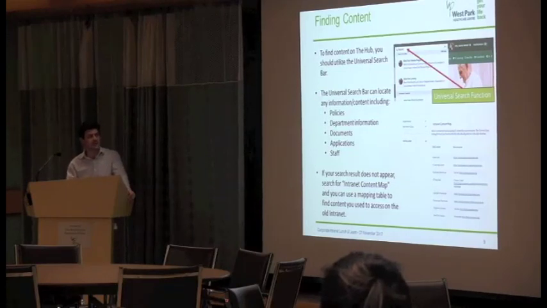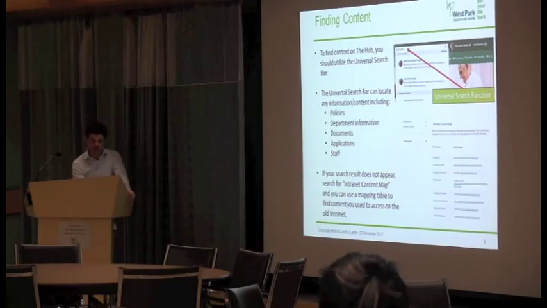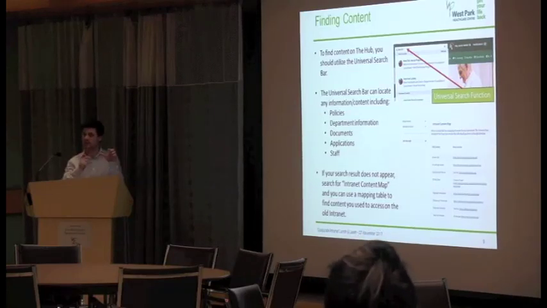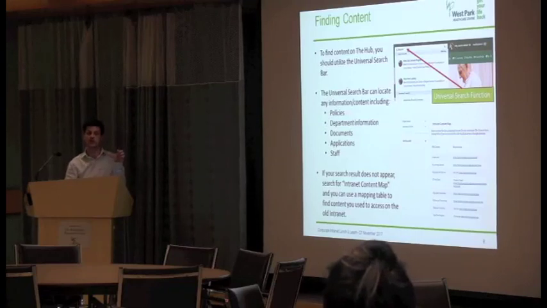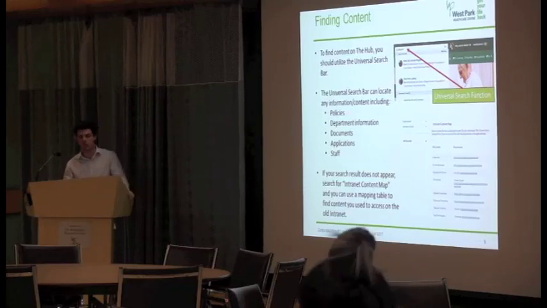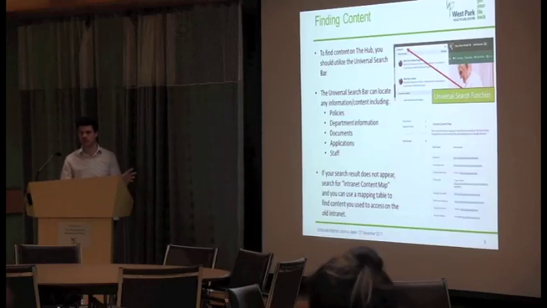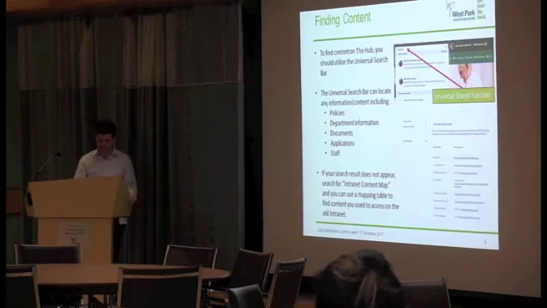In the chance that it doesn't pull up everything, you can search for an intranet content map, and that's this item right down here. We have a table with the old title for all the information on the old intranet and a link to where it's located on the new intranet. So once again, the universal search bar should pull up everything you're looking for. If there's any circumstance where you don't find something or it's not clear, you can always look at this content map as well.